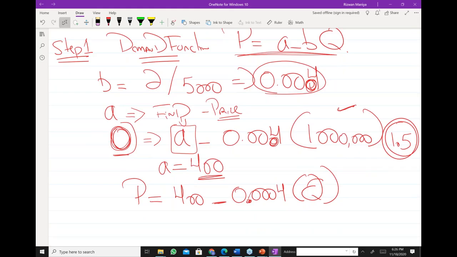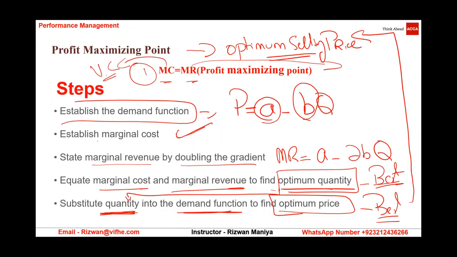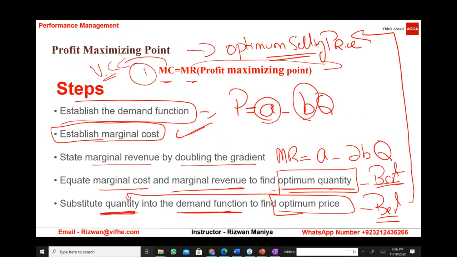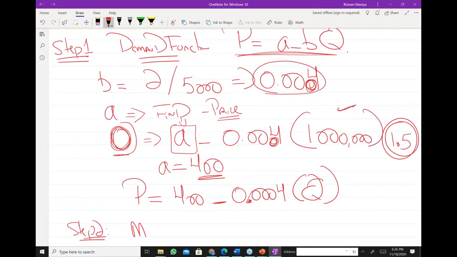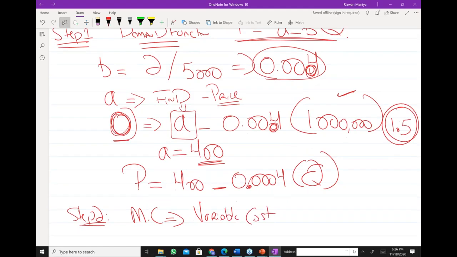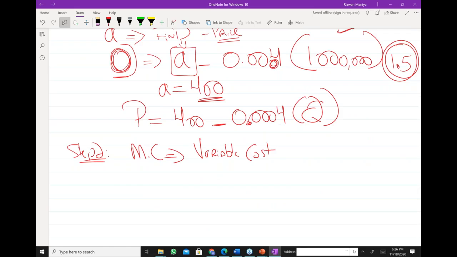Now after step 1, what are you supposed to do? Solve step 2. So what is step 2? Step 2 is establish marginal cost. Okay, let's now establish marginal cost. Marginal cost is equals to variable cost. So let's read things about variable cost in the question.